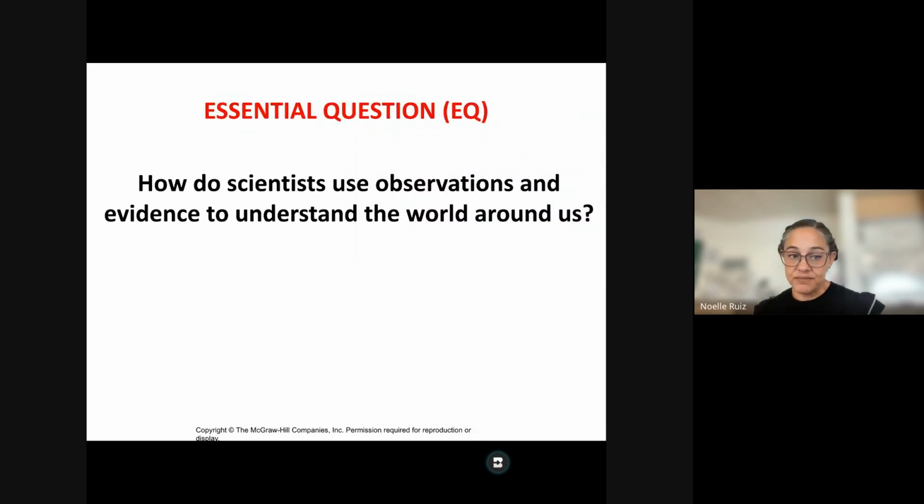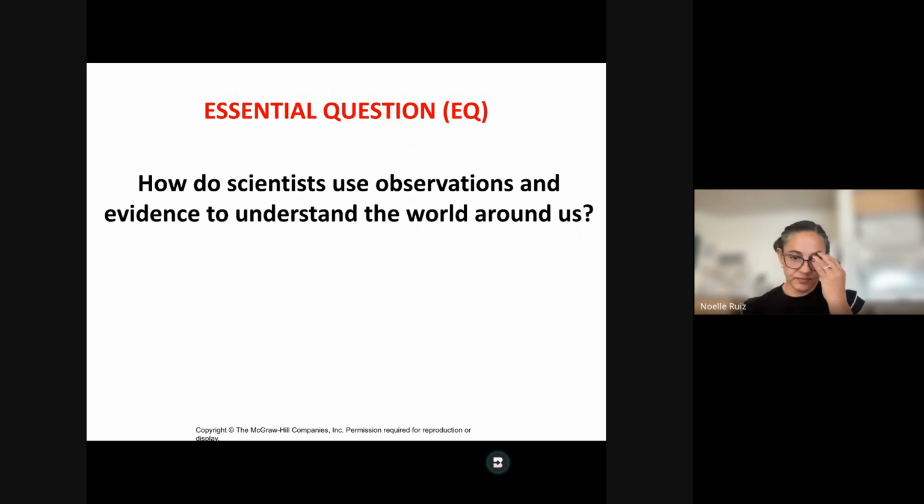So our essential question is, how do scientists use observations and evidence to understand the world around us? So again, at the top of your paper, you should have the title of the notes, which is just chapter 1.1 notes. And then right underneath, you have the essential question, the EQ. How do scientists use observations and evidence to understand the world around us? And then this is the question you are going to be using for your summary at the end.